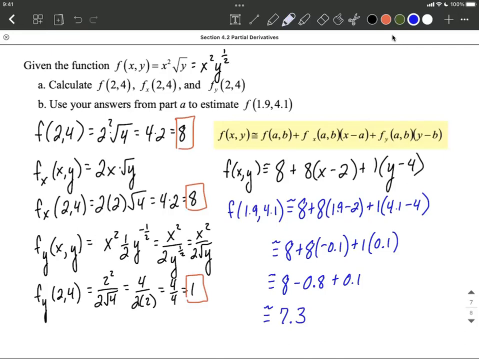So I hope this helps out as you're working on using partial derivatives to estimate values at points. Good luck.